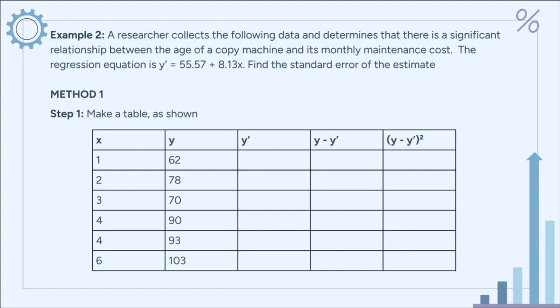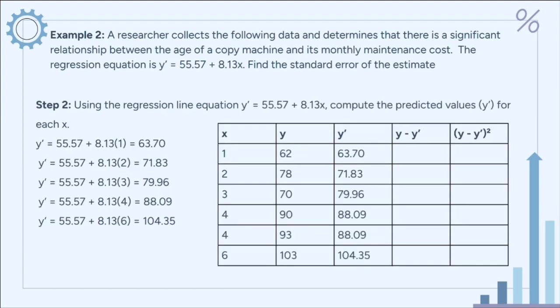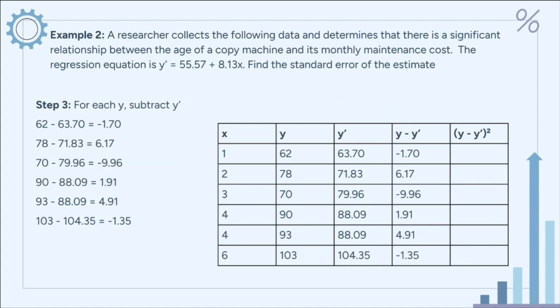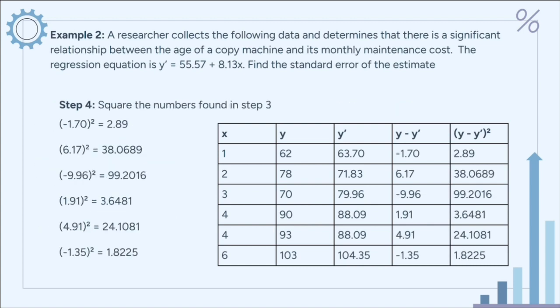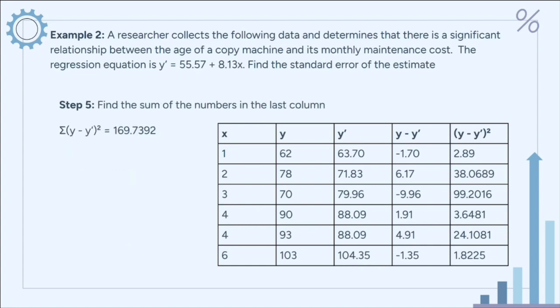For method 1, find the predicted values using the regression line equation. Then, subtract them for each y value. Finally, square each difference, add them together, and then plug it into the equation.